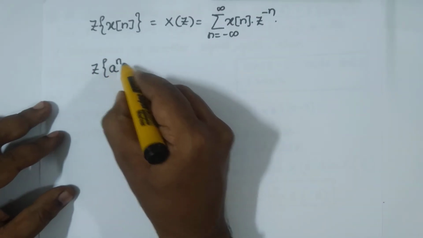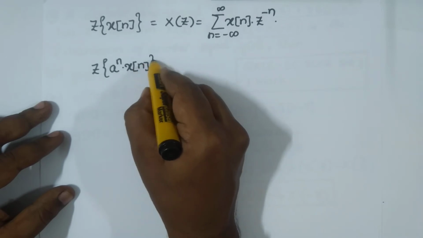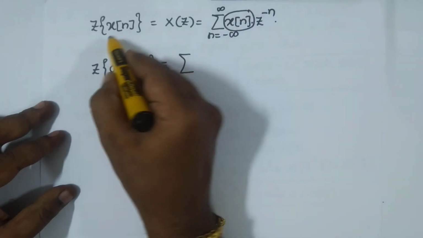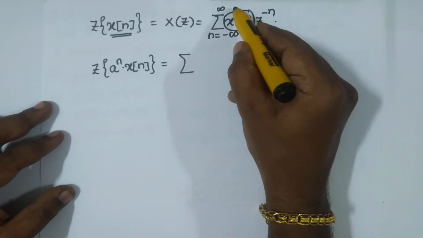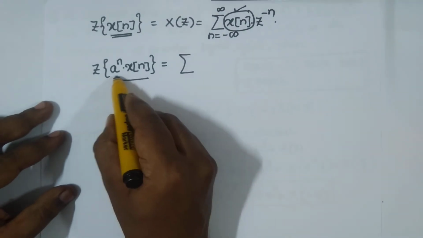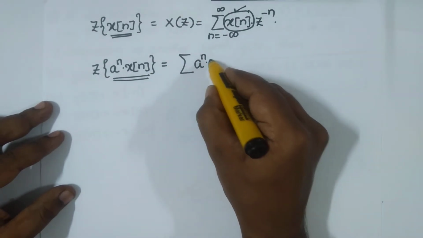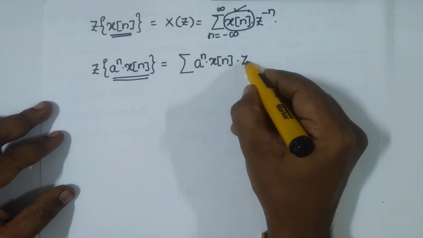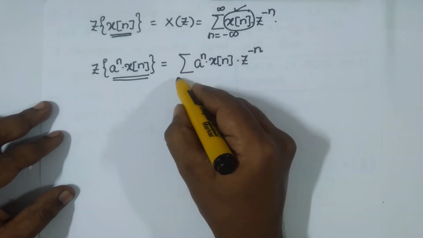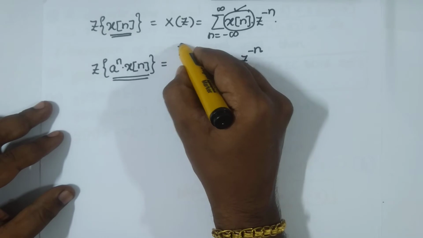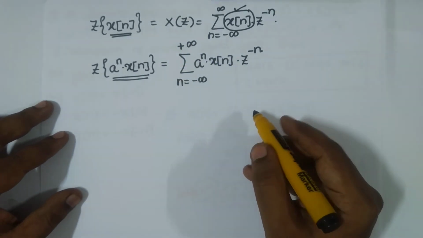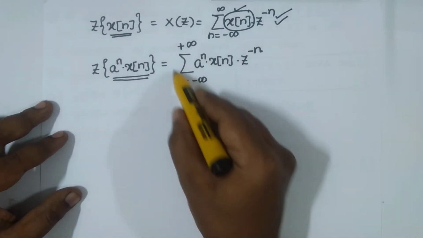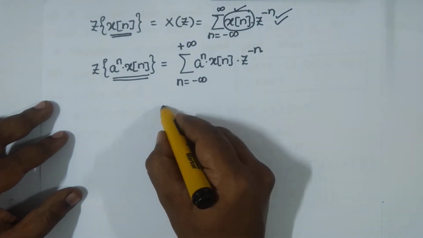We are going to find the Z transformation of a power n x of n. In place of x of n in the definition of the Z transformation, we have a power n x of n, with the kernel z power minus n, and n running from minus to plus infinity. This is our reference definition, so you just modify this into the required form.